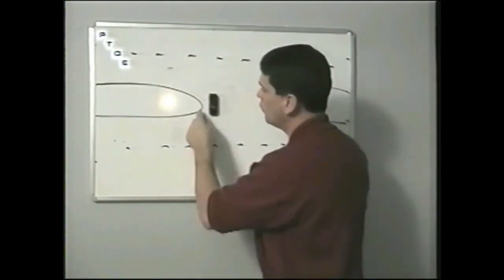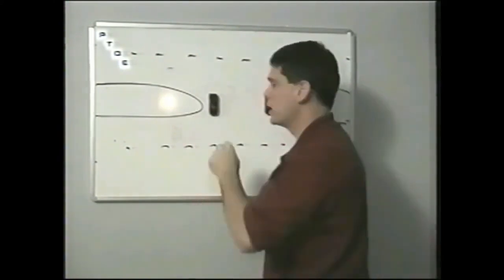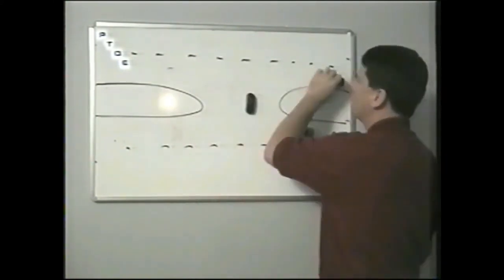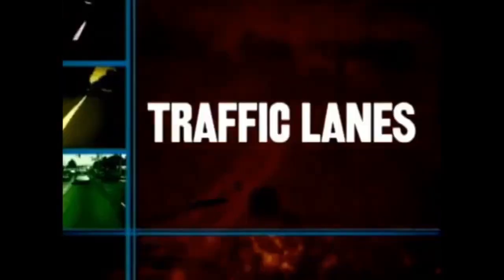Now, I tell people, don't leave more than a bicycle length room between you and the curb. You don't want to leave this much room and another car comes in here, steals your spot, and steals your sight. When driving on the freeway, you always drive with the flow of traffic, only if the flow of traffic is within the speed limit. Okay? Is it safe to wave someone on? Never. Never wave someone on. Just try to figure it out there at the intersection.